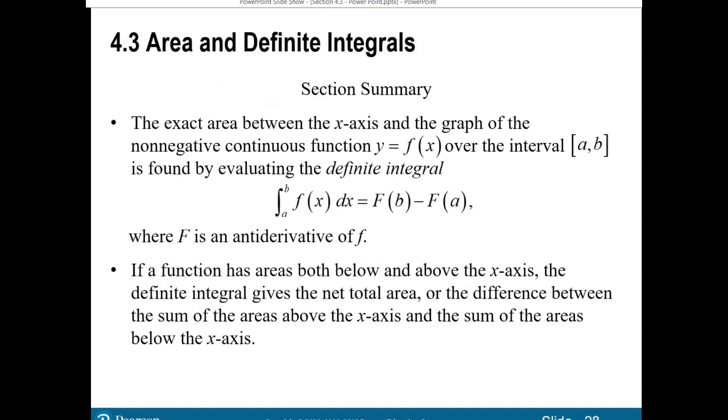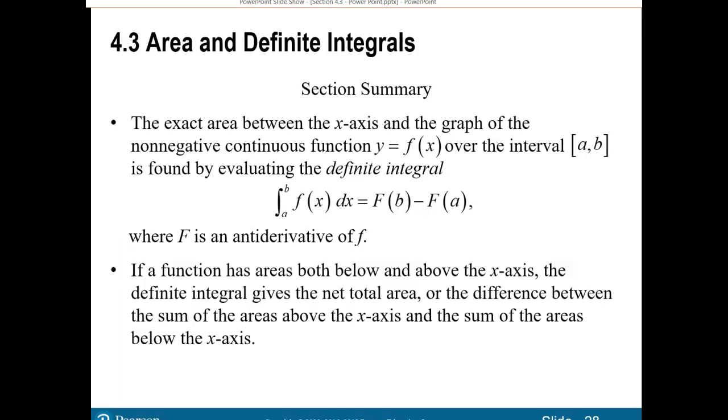All right, so summarizing section 4.3, the exact area bounded between the x-axis and the graph of a non-negative function is found by what we call the definite integral from a to b of some function by finding its antiderivative, plugging in b, plugging in a, and subtracting. If a function has area both below and above, the definite integral will give you net total area, or the difference between the sums of the areas above the x-axis and the areas below.